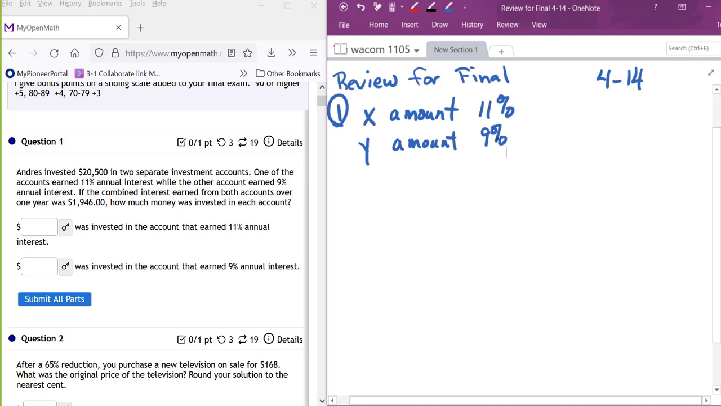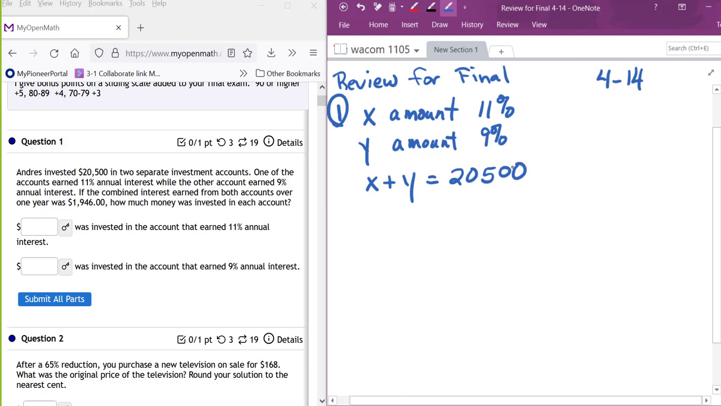One equation that you can usually get is your total thing. So we can do that with the total amount invested is 20,500. So if we do X plus Y, we get 20,500.